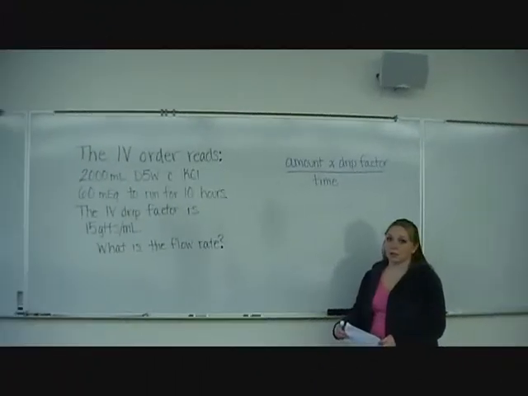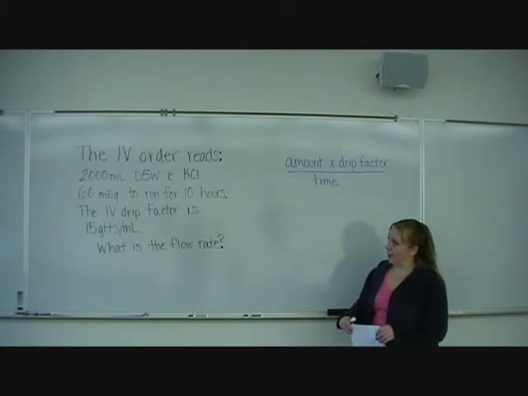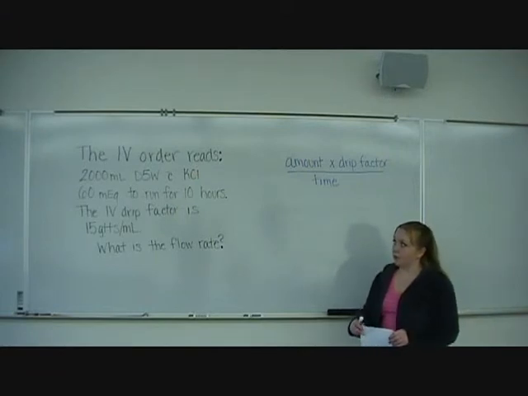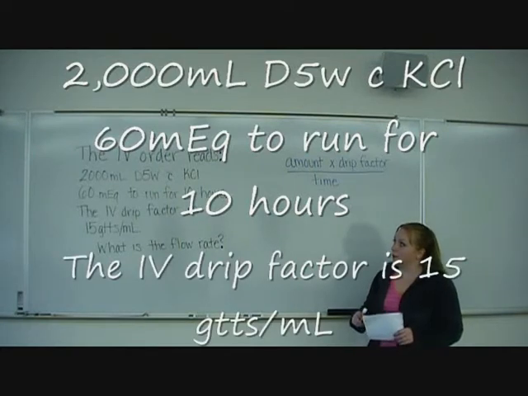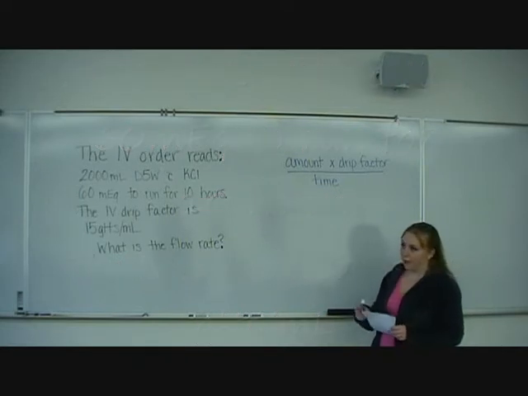My name's Mia, and I'm going to show you how to do a flow rate problem. The problem that we have is the IV order reads 2,000 milliliters D5W with potassium chloride, 60 milliequivalents to run for 10 hours. The IV drip factor is 15 drops per milliliter. What is the flow rate?